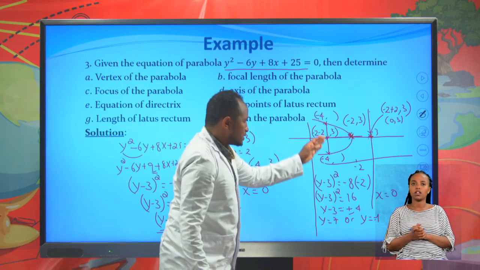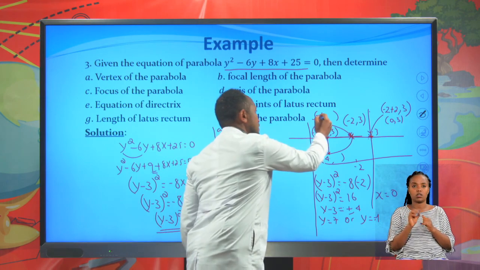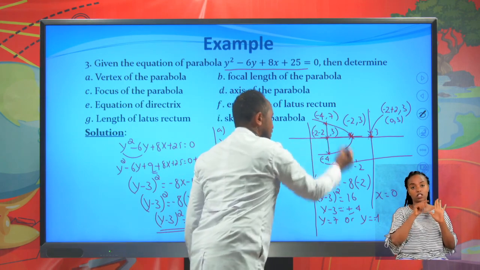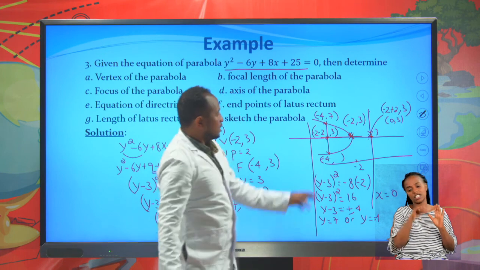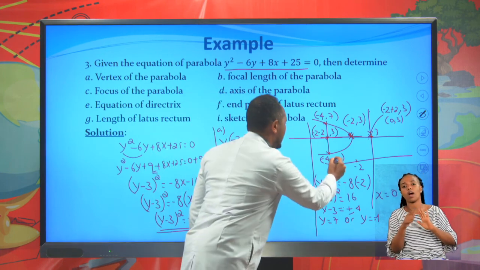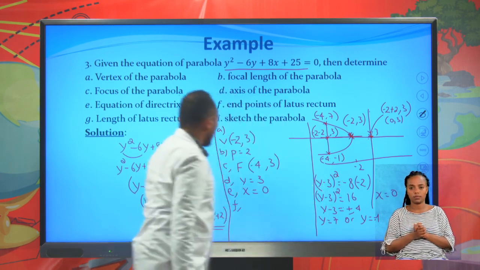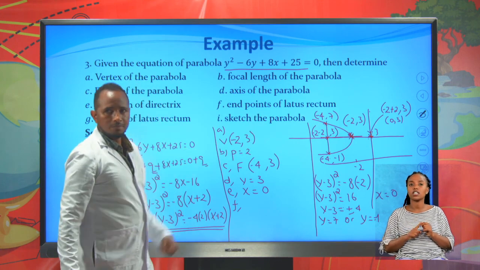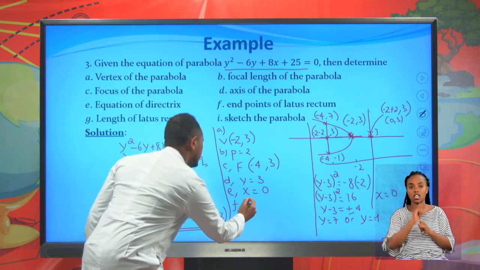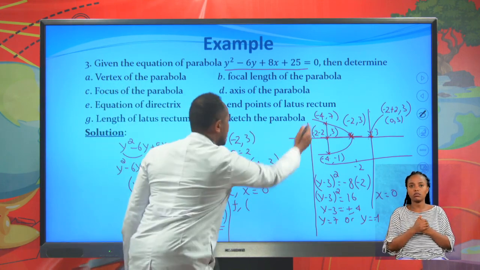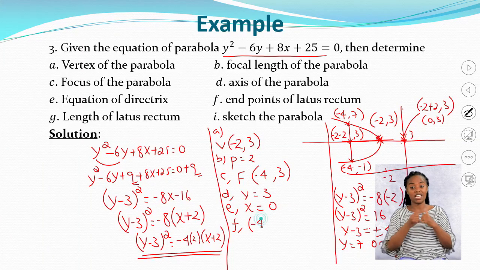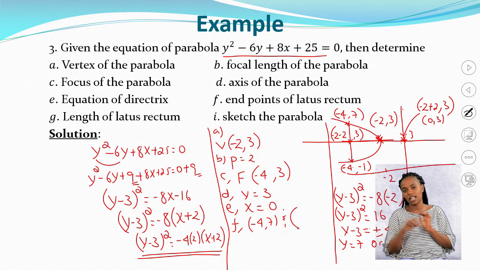The endpoints of latus rectum will be, one point will be negative 4, 7, and the other point will be negative 4, minus 1. Therefore, one endpoint is negative 4, 7, and the other endpoint is negative 4, minus 1.